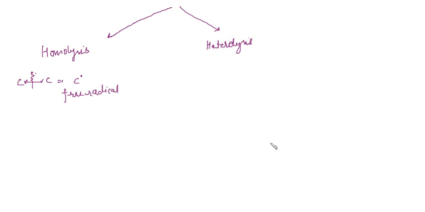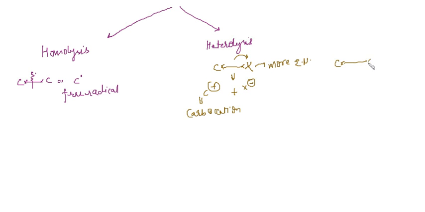Now in heterolysis, if you break a bond between carbon and X, if X is more electronegative, then the electron will shift towards X. Then there will be a formation of a carbocation and X minus. And if X is less electronegative than carbon, then the bond will shift toward carbon. Now there is a formation of a carbanion and X positive.